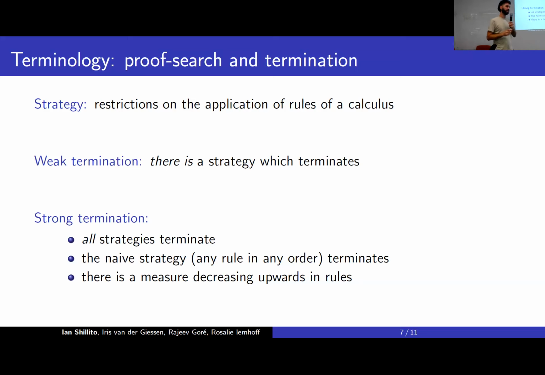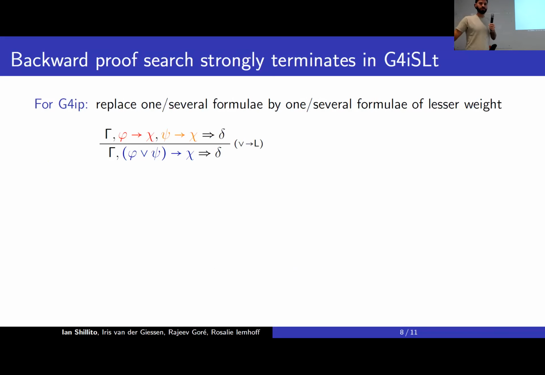And so we said that backward proof search weakly terminates if you can provide at least one strategy which terminates. And dually, we can say that backward proof search strongly terminates if all the strategies terminate. And this is equivalent to saying that the naive backward proof search, apply any rule in any order you like, is terminating. And this is yet again equivalent to showing that there is a measure that decreases upwards in the rules of your calculus. And that's the latter part that we'll prove, actually. And so, well, once again, let's get to it.